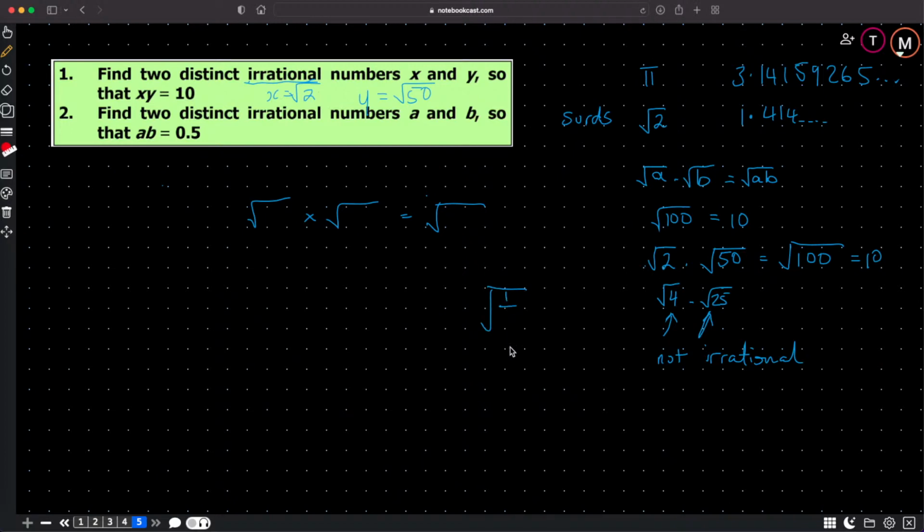I'll give you a moment to think about it. For whole numbers, it's a bit simpler, right? The square root of 100 is 10, the square root of 16 is 4, the square root of 4 is 2. For fractions, you can use the same approach. Muhammad says a quarter, excellent. The square root of a quarter is a half, so you basically take the square root of both numbers in that fraction. So we want two numbers here that multiply to give the square root of a quarter.